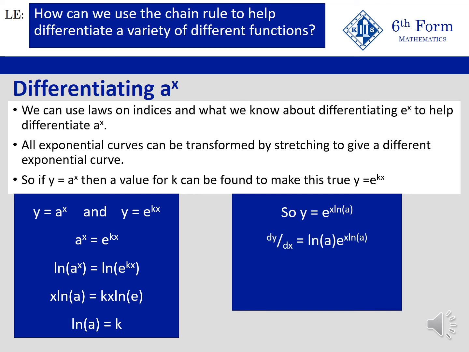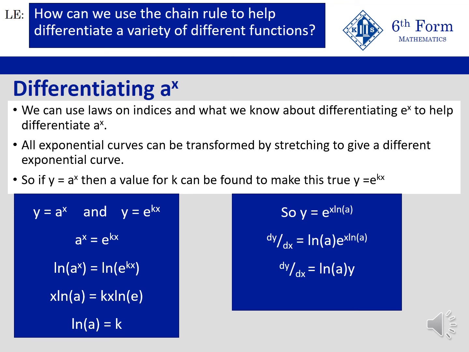If we differentiate this using our chain rule and our rules for differentiating e to the x, we'd get natural log a, and then we'd get e to the x natural log a. The e to the x term has stayed the same, and we've multiplied by what we get if we differentiate that power.